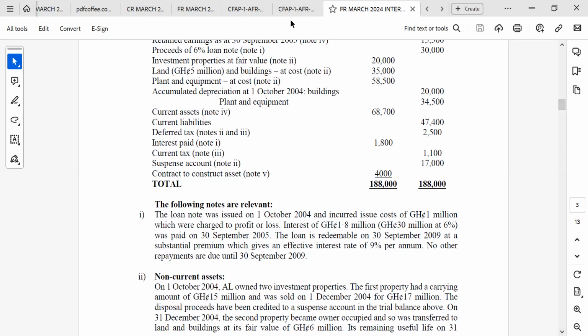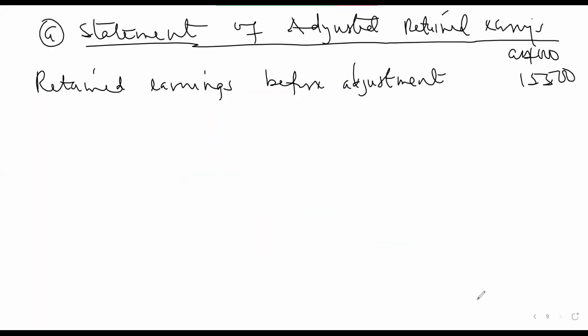So we have to go and add this particular figure back because it has been subtracted from profit. It should not be subtracted. So you now come and do your issue cost over here as 1,000. Okay. So we now bring the issue cost over there as 1,000.